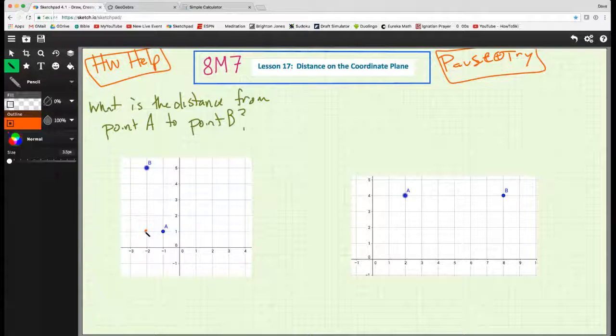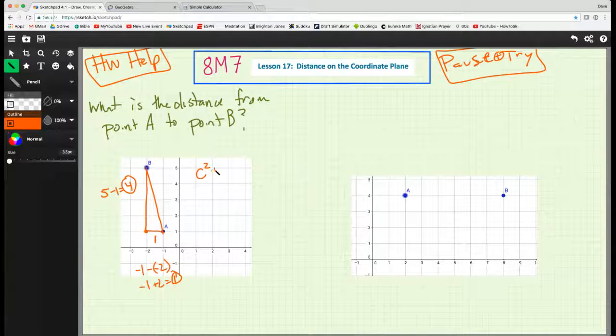So here we're going to make our triangle. This side is 1, which is -1 minus -2, -1 plus 2 equals 1. Or you could have just counted it out. Here you could count it out at 4, or you could say it's 5 minus 1. So that's a 4. That side's a 1. So our hypotenuse, c squared, is equal to 4 squared plus 1 squared, which is equal to 17. So c equals the square root of 17.